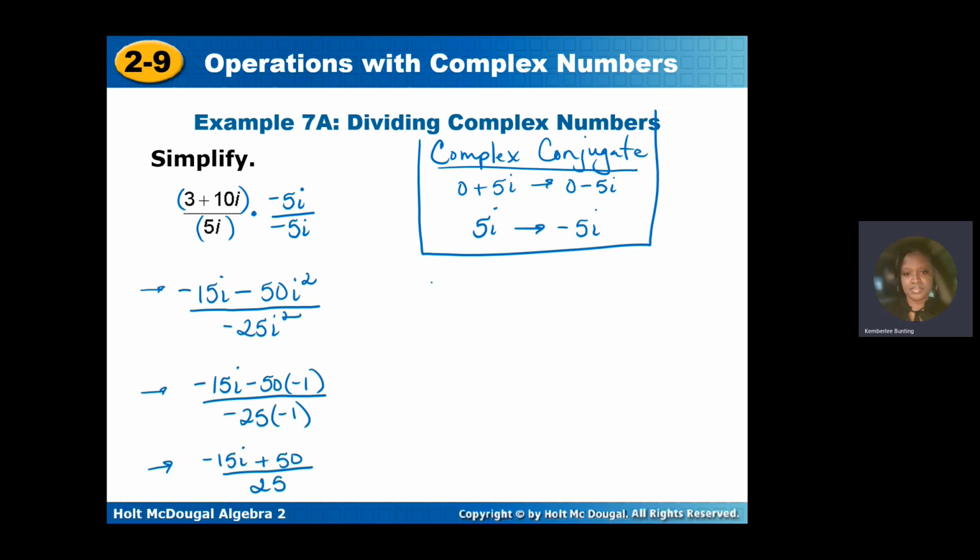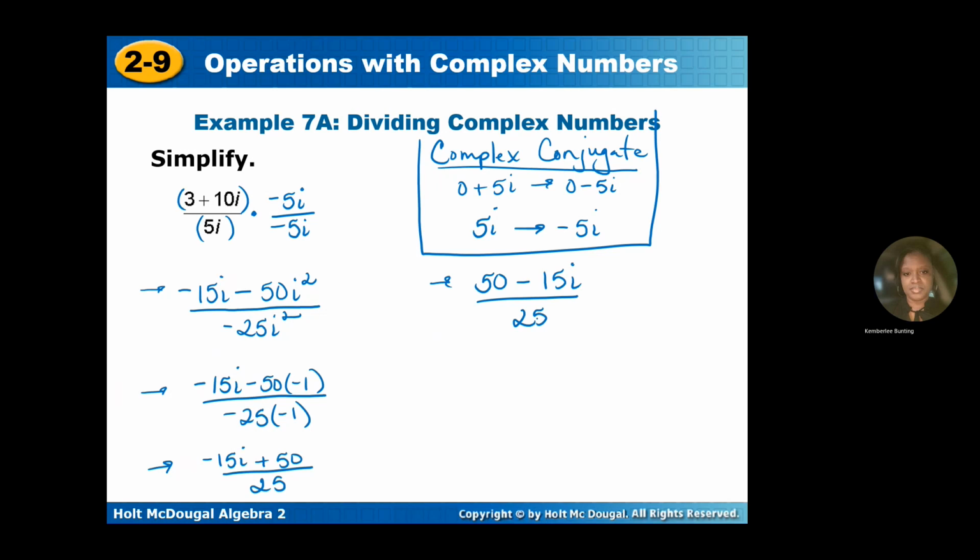Forget this little stupid arrow. I'm just going to come here now. So now, young people, I'm going to rewrite my numerator so that it's in proper complex form. Remember, the real number portion must come first. So I'm going to rewrite this as 50. Okay. Take that positive 50 and put it in front of negative 15i over 25.